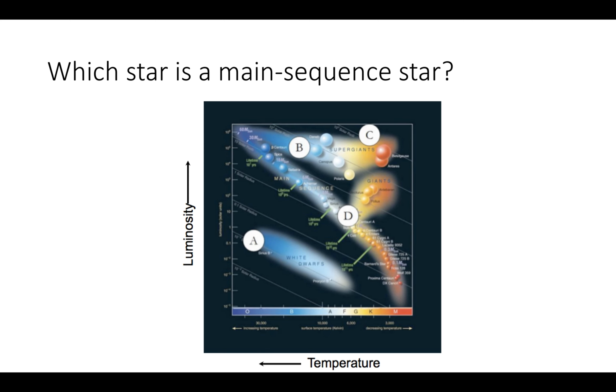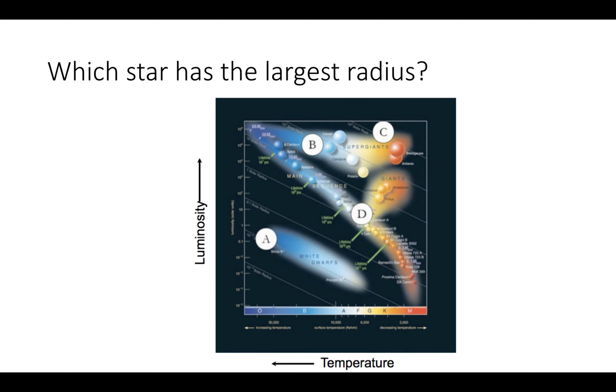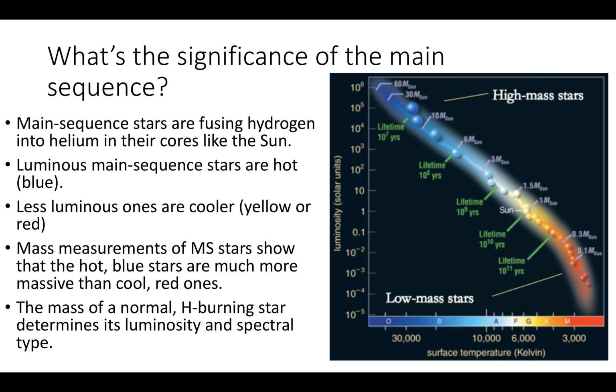Which star is a main sequence star? That would be D. Which star has the largest radius? That would be C. Okay, so the significance of the main sequence, these stars are fusing hydrogen into helium.